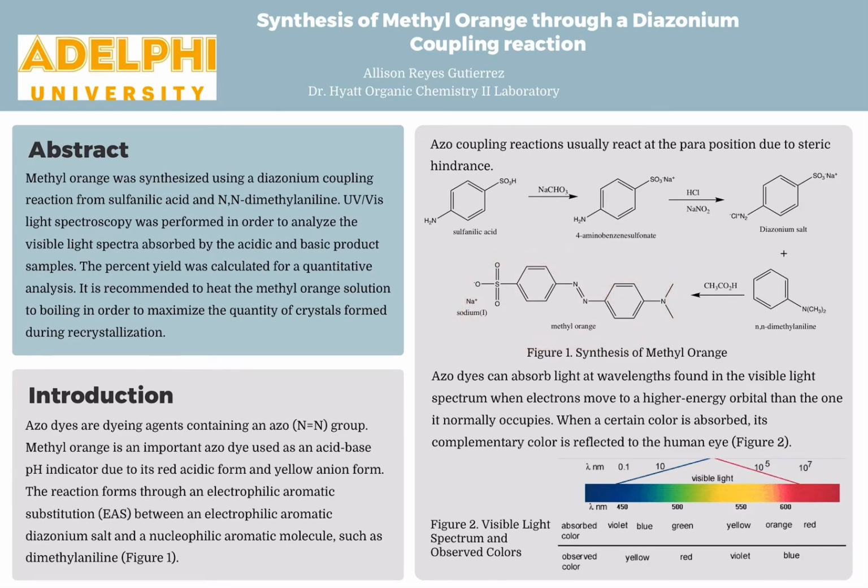Azo dyes can also absorb wavelengths found in the visible light spectra when their electrons get excited and jump up to a higher energy orbital than the one they usually occupy. When a certain wavelength is absorbed, the complementary color is observed. For example, in figure 2, if a dye absorbs a wavelength of 500 nanometers corresponding to green, the actual color visible to the human eye is going to be red, which is the complementary color of green.